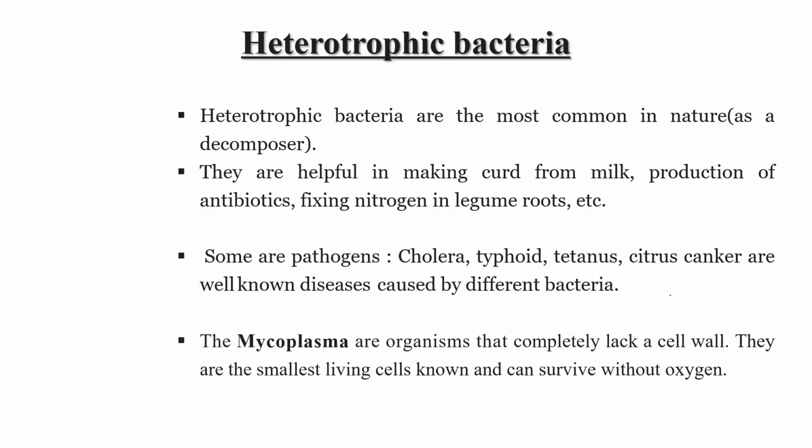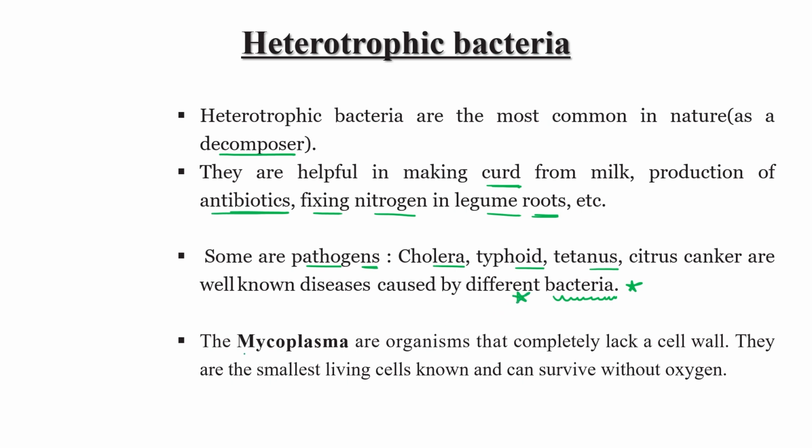Next type of bacteria, heterotrophic bacteria. Heterotrophic bacteria are most common in nature as decomposers. They are helpful in making curd from milk, like lactobacillus. They are also useful in the production of antibiotics. They are also useful in fixing nitrogen in the roots of legumes, like rhizobium. Some heterotrophic bacteria act as pathogens, like cholera, typhoid, tetanus, and citrus canker in plants. These are all well-known diseases caused by different bacteria.